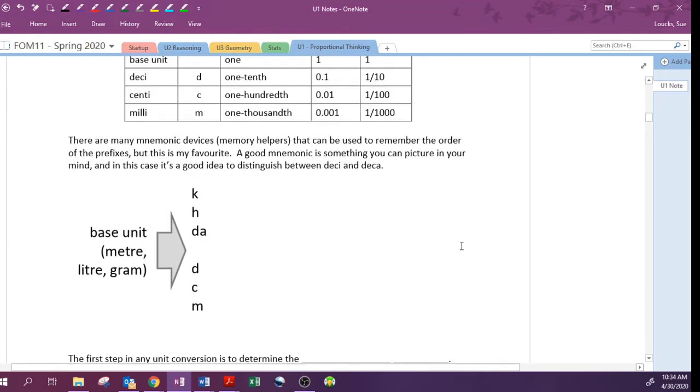And so one thing that people do to remember things is using a mnemonic device or memory helper that helps you remember the order. There's lots of them that you can find. This is my favorite one. It goes killer hedgehogs dance, and then you need something in here to hold a space for the base unit, which changes whether you're talking about liters or meters or grams or ohms or whatever. So killer hedgehogs dance, wild devil cats.